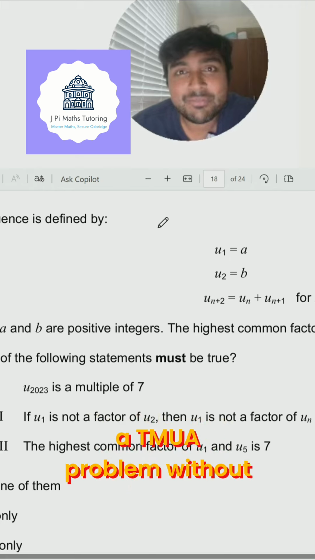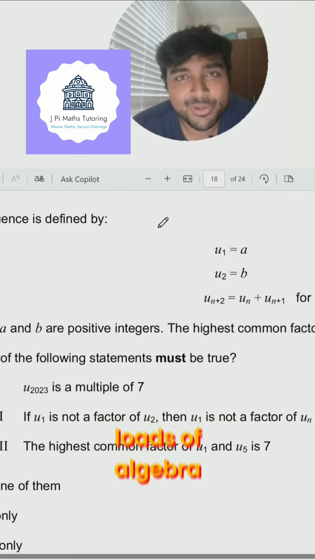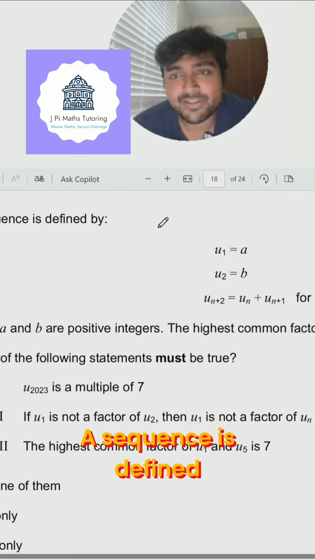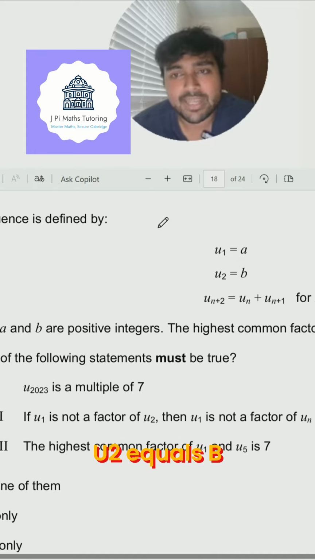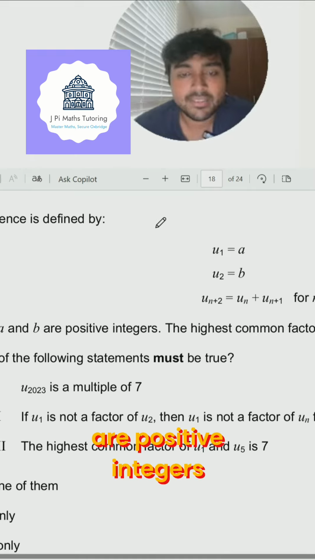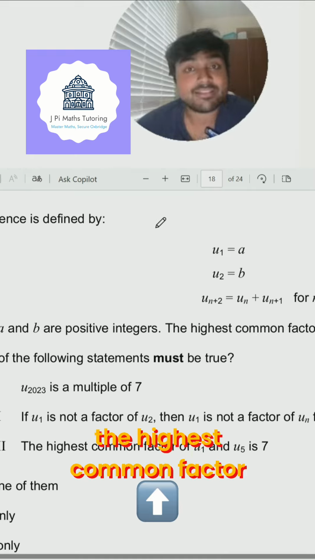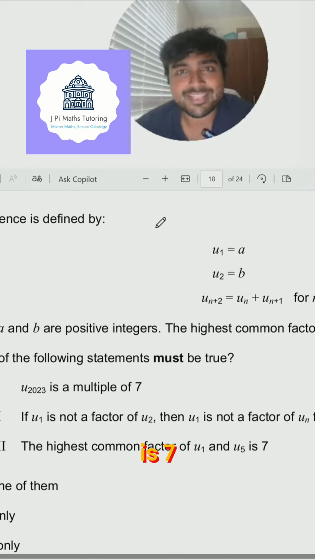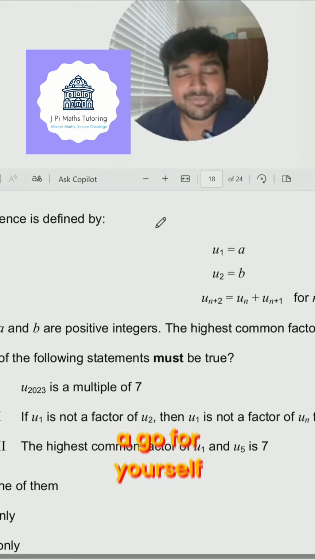Here's how to solve a TMUA problem without getting bogged down in loads of algebra. A sequence is defined by u1 equals a, u2 equals b, and u(n+2) equals u(n+1) plus u(n) for every integer n at least 1. And a and b are positive integers. And statement 3, the highest common factor of u1 and u5 is 7. Do pause the video now and give it a go for yourself.